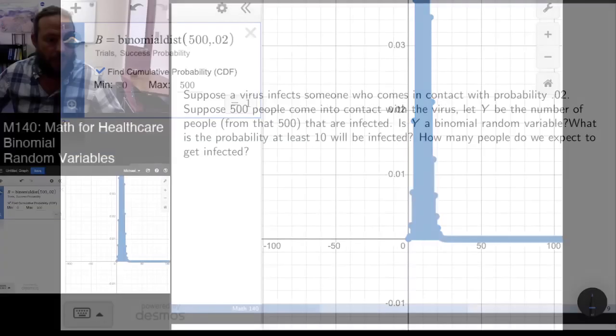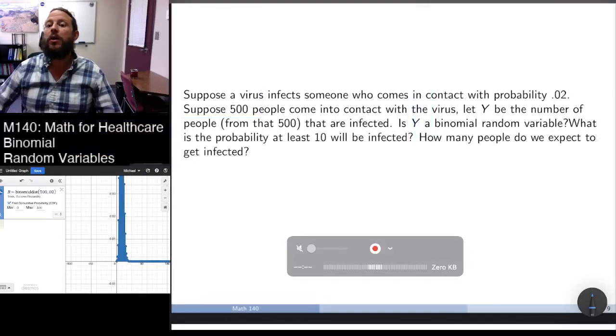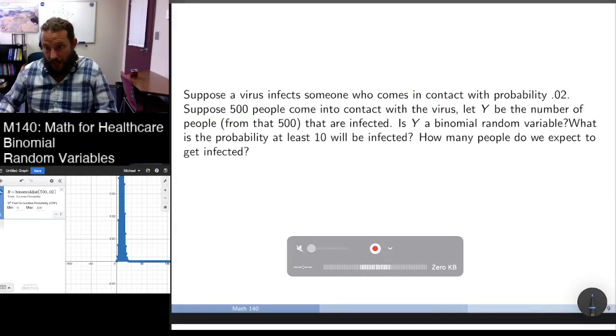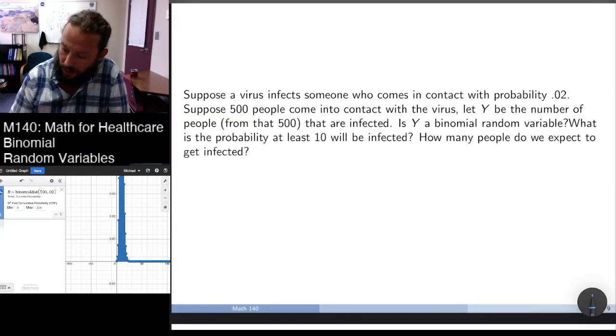We have two questions to answer on that. We want to know, what is the probability at least 10 will be infected? So that first question is asking: find the probability that Y is greater than or equal to 10.